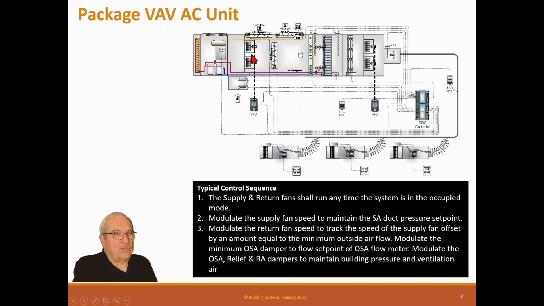Now these are shown as fan arrays. So basically now we're talking about a package unit. So now we've got cooling coils, evaporator coils, condenser coils, condenser fans, and compressors. And of course we've got an internal control system that runs this whole thing.